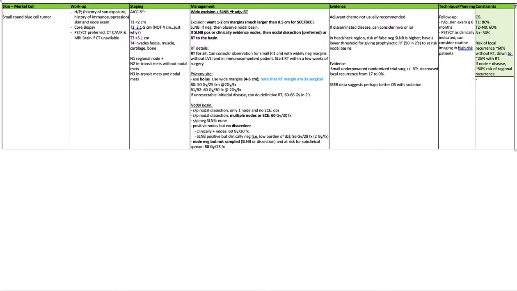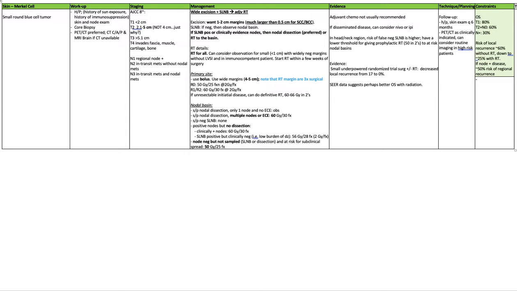If you have a positive sentinel node biopsy but a clinically negative nodal basin, i.e. low burden of disease, you can do 56 gray in 28 fractions. If you have node negative but not sampled by sentinel node biopsy or dissection and at risk for subclinical spread, do 50 gray in 25 fractions. Adjuvant chemo is usually not recommended. If there's disseminated disease, you consider nivolumab or ipilimumab.